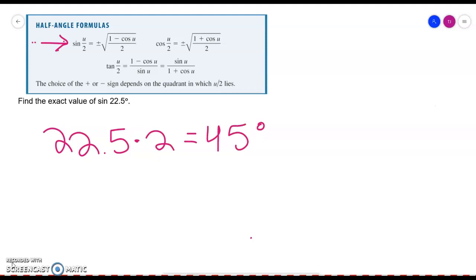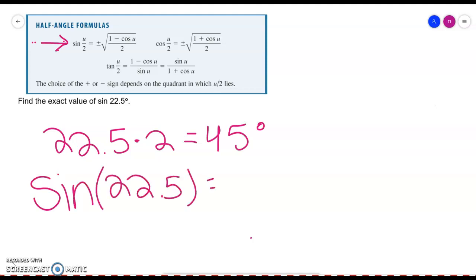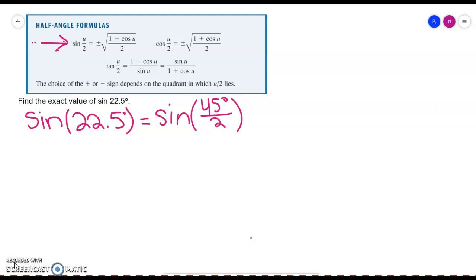So what we can do is we can say, all right, well, let's rewrite sine of 22.5 degrees, but we'll rewrite it as sine of 45 degrees divided by 2. So 45 degrees is one of our significant values, so we can use our half-angle formula and solve. We're going to use our half-angle formula for sine because that's what we're trying to solve for here, sine of 22.5, right? And I'm going to plug in, wherever I have a u, I'm going to plug in 45 degrees.